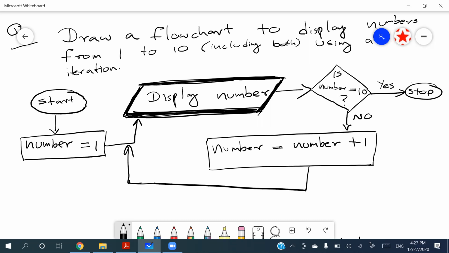Right? Now some have drawn this with the condition of is number less than 10, having their condition as number less than 10.